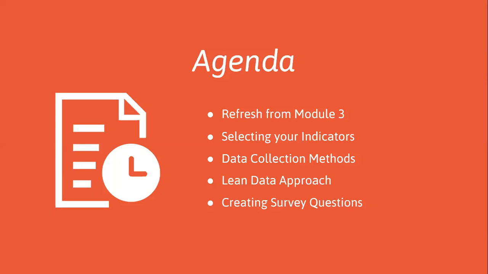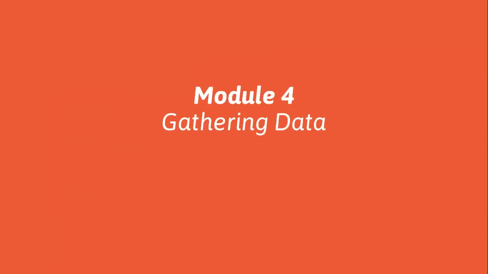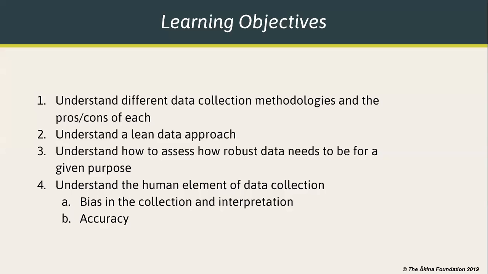So this module is all about gathering data, and the learning objectives of this module are understanding different data collection methodologies and the pros and cons of each, understanding what we mean by a lean data approach, understanding how to assess how robust data needs to be for a given purpose, and understanding the human elements of data collection. So making sure we consider things like accuracy and bias in the data collection and interpretation.